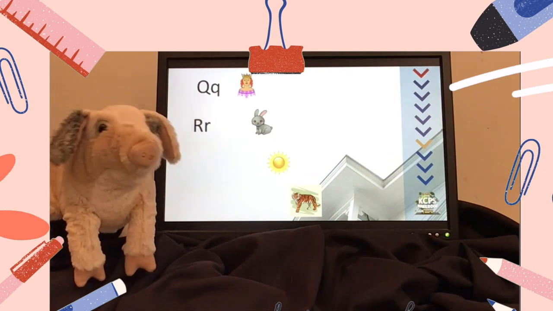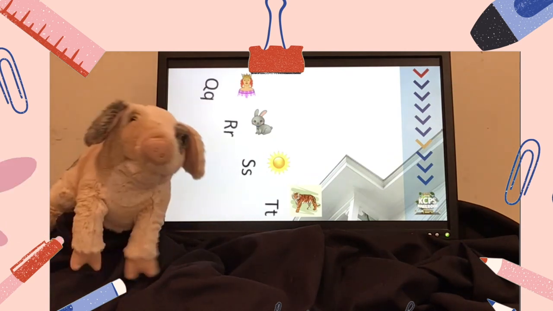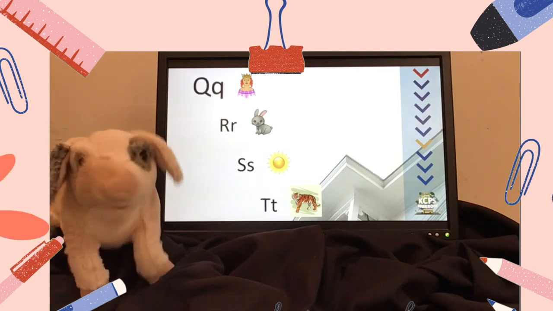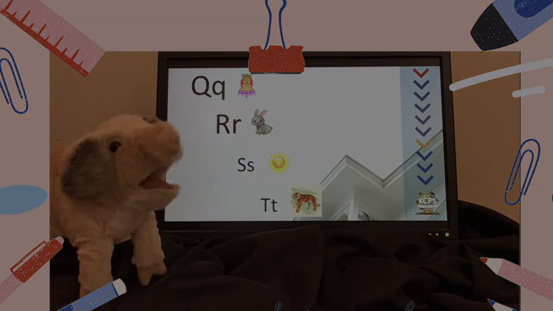Q, R, S, T. Q says qu like queen. R says rrr like.